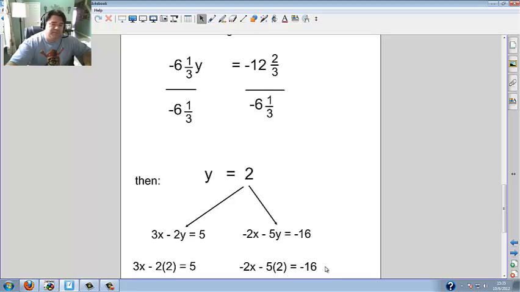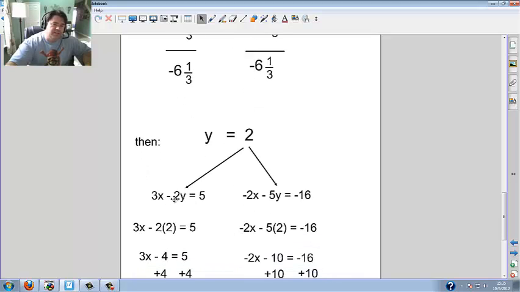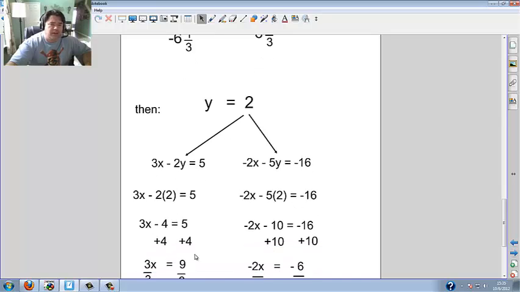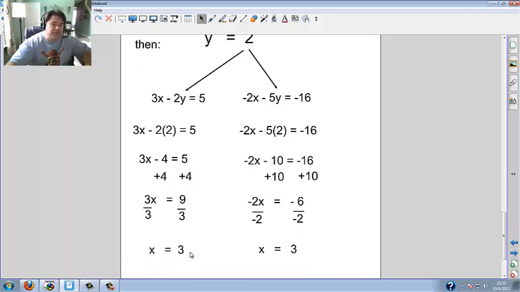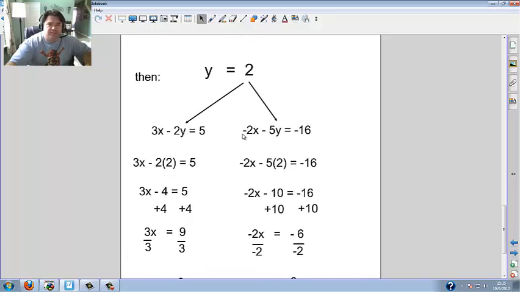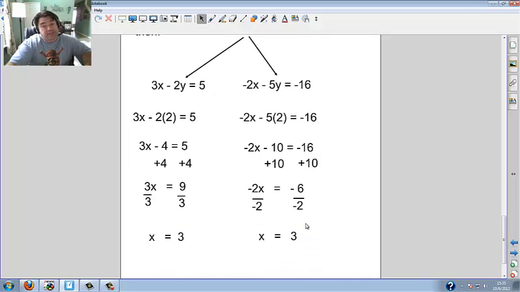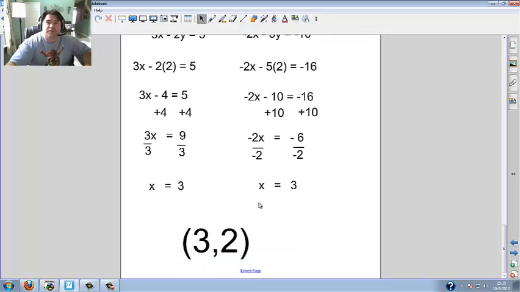Now I plug them in. Doesn't matter which side. So 3x minus 2 times 2 equals 5. 2 times 2 is 4. Add 4, add 4. 3x equals 9. Divide by 3, divide by 3. x equals 3. Plug this in. Negative 2x minus 5 times 2 makes negative 10. Negative 2x minus 10 equals negative 16. Add 10, add 10. Negative 2x equals negative 6. Divide by negative 2, divide by negative 2. x equals 3. So the answer is 3, 2.